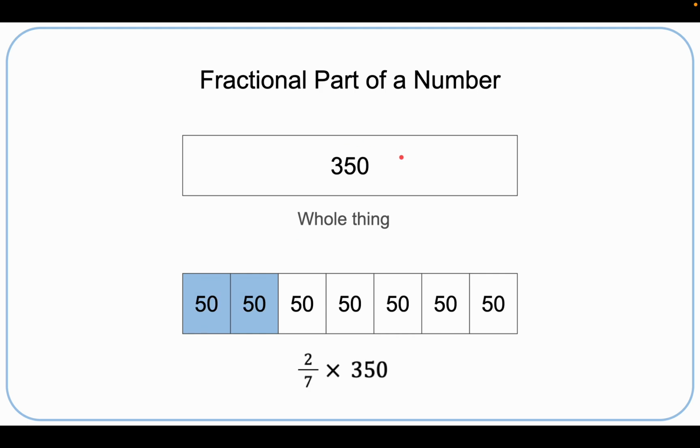Now, if the whole thing represented 350, we can still divide that whole rectangle into 7 equal parts. And if we did that, each part would represent 50. And then 2/7 of that 350 would be 50 plus 50, 100. So 2/7 of 350 would equal 100.